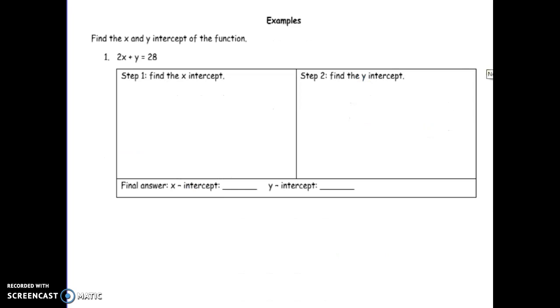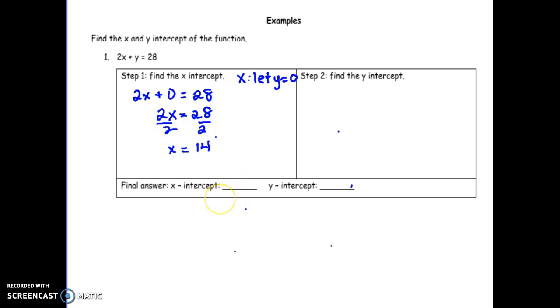All right, so if we have an example, 2x plus y is equal to 28. First, we're going to find the x-intercept. So if I find the x-intercept, I always like to let my y be 0. Every place I see a y in that function, I'm just going to put in a 0. So I'm left with 2x plus 0 is equal to 28. 2x would be equal to 28, and then I would divide both sides by 2, and my x would be equal to 14. So my ordered pair, the x-intercept, would be 14, 0.